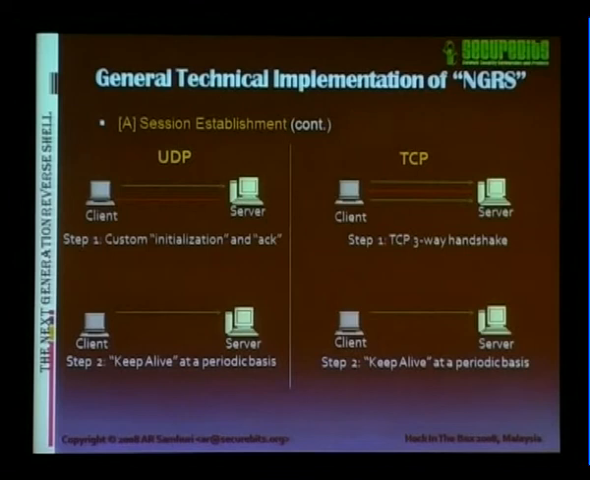This diagram shows the session establishment and the difference between TCP and UDP. In the TCP section, the TCP three-way handshake takes place, and then keep alive messages are sent on a periodic basis. However, with UDP, there are customized initialization and acknowledgement packets exchanged between the client and the server, and then keep alive messages are sent on a periodic basis as well.